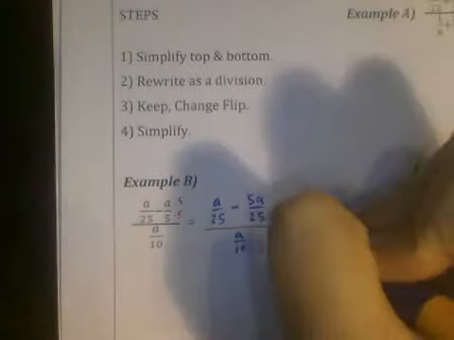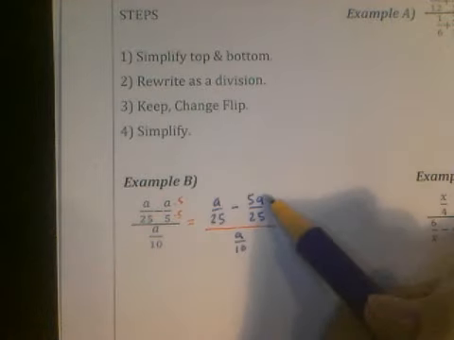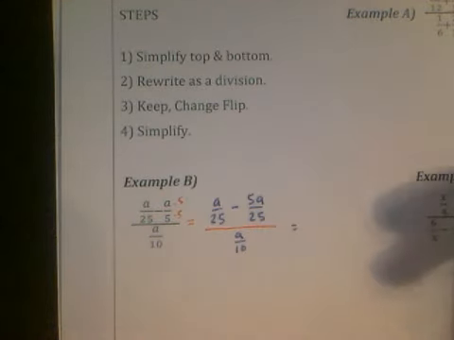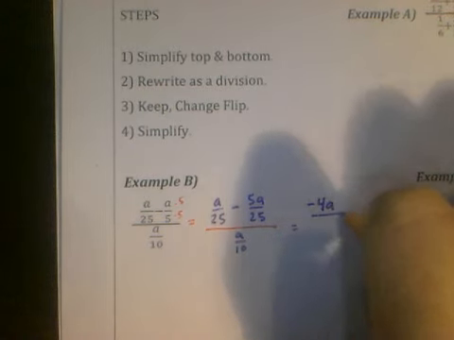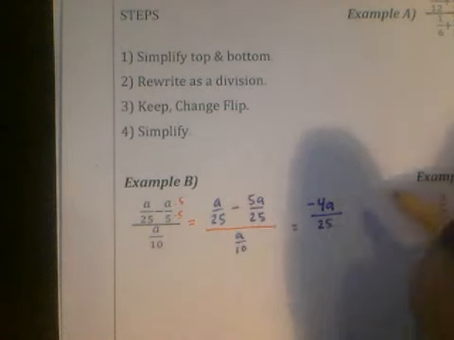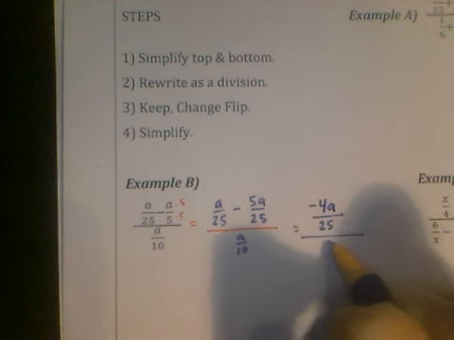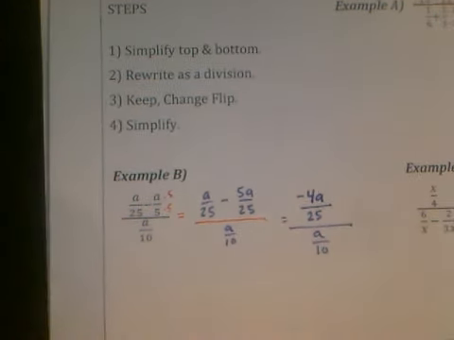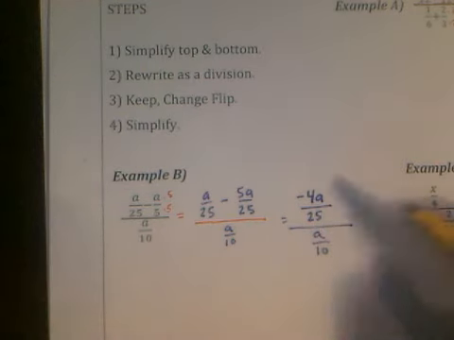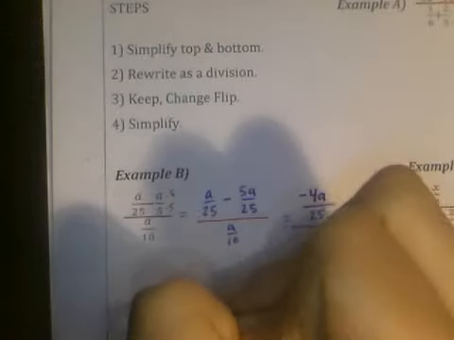The next step is pretty straightforward. I subtract the numerators, keep the denominators the same. A minus 5a is negative 4a over 25. And that's all over a over 10. And here comes the big step. We're going to turn a fraction with fractions into a division problem.